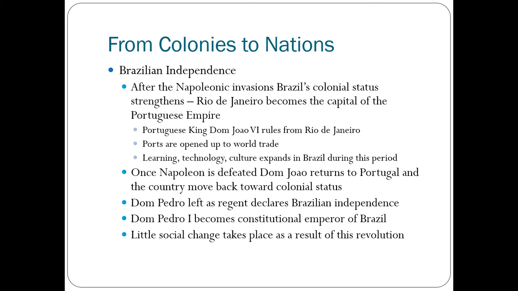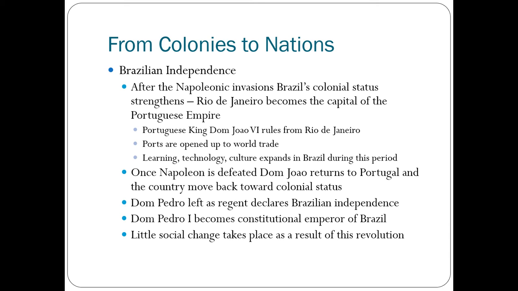Brazilian independence will come next. This is generally a more peaceful process, and it really starts with the Napoleonic invasions of Europe and Portugal specifically. When Napoleon invades the Iberian Peninsula and sets up his own puppet governments there, the King of Portugal flees to Rio de Janeiro. And basically, Rio de Janeiro becomes the capital of the Portuguese Empire. King Dom João rules from Rio. More ports are opened up. Learning, technology, and culture are brought over.